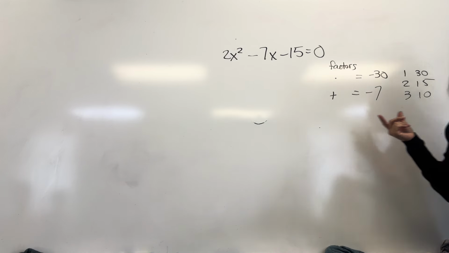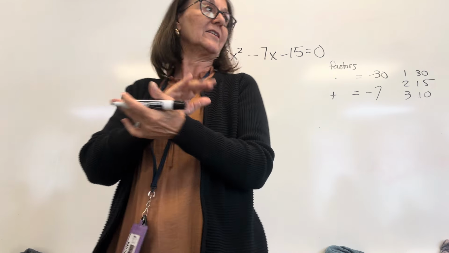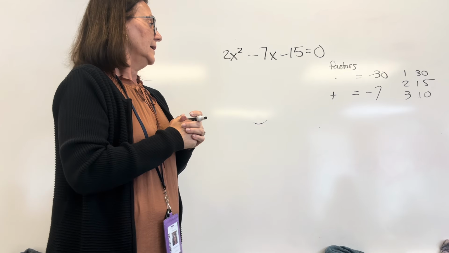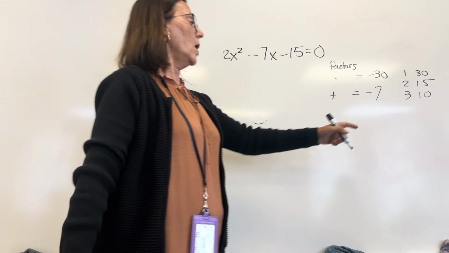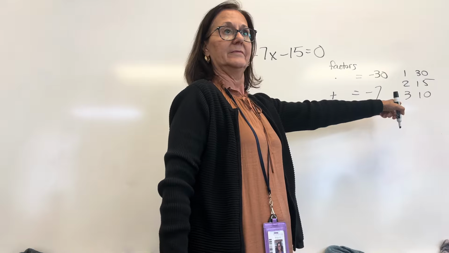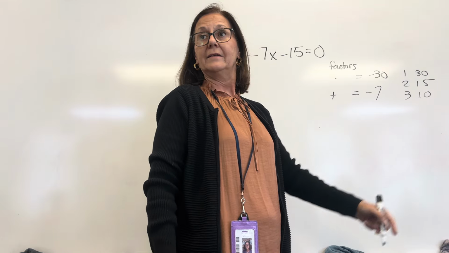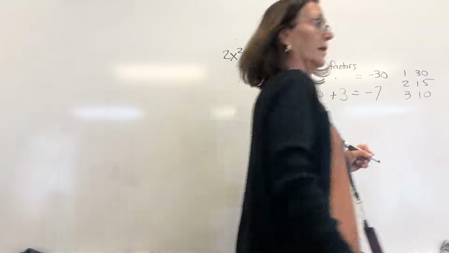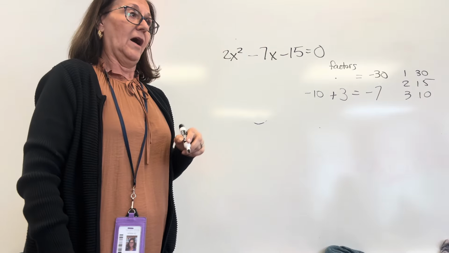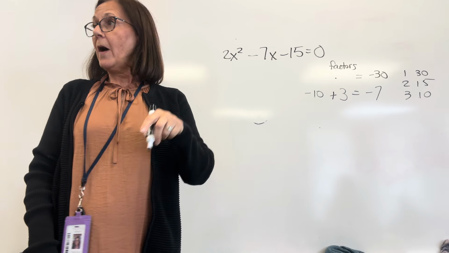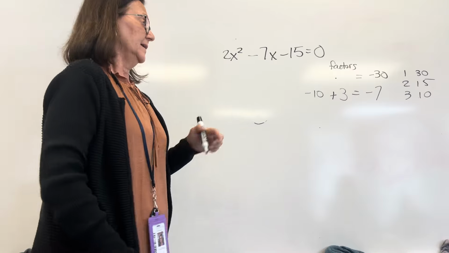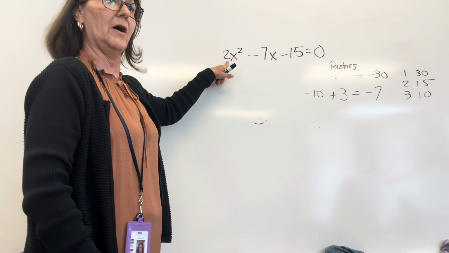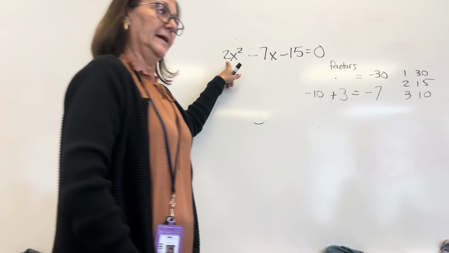So if you can't figure it out, start writing the factors with 1 and the next one and the next one. Okay, but which one has to be negative in 3 and 10? 10. So it's going to be negative 10 and positive 3. All right, negative 10 times positive 3 is negative 30. When I add them, it's negative 7. I'm going to write them over 2 and an x.